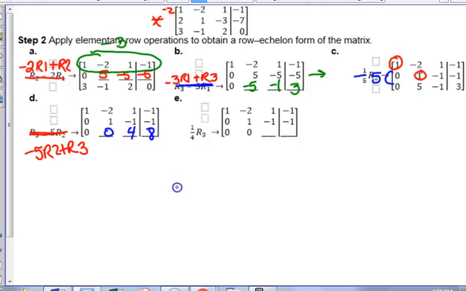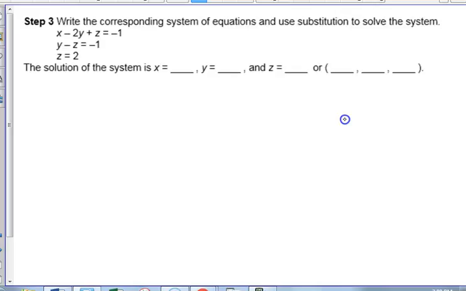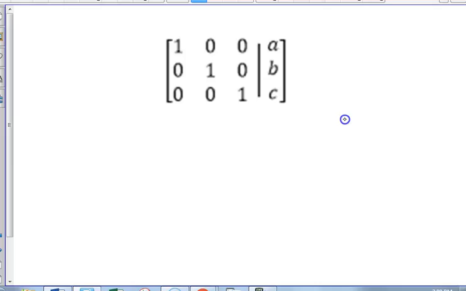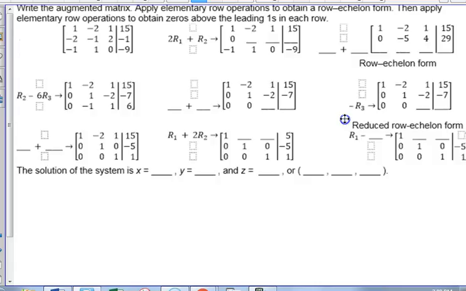All right. Now what? What does it say to do? Divide that last one by 4, or 1/4. So we'd get 0, 0, 1, and 2. Now, this is called row echelon form, but not reduced row echelon form. Okay? Let me show you what I'm talking about here in 1 second. I have a slide that says that.